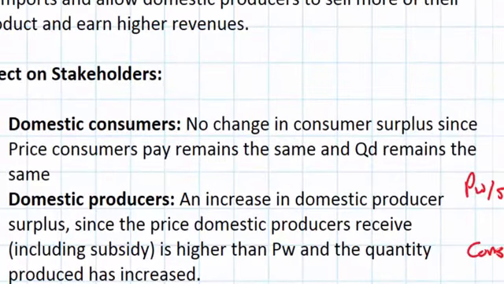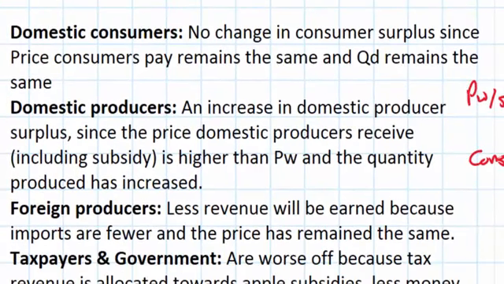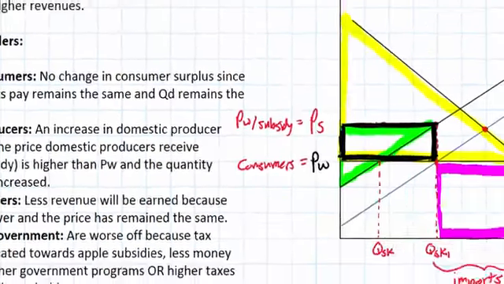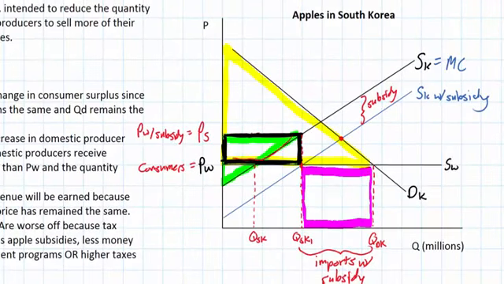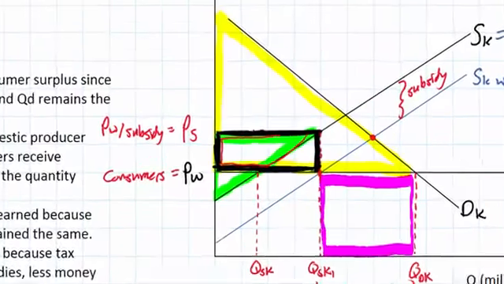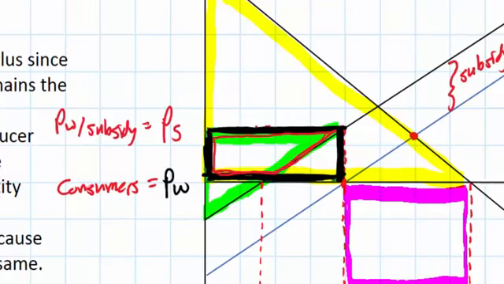Consumers were no better off following the subsidy, so there's no actual benefit to apple consumers in South Korea. Producers were made better off, so there was an increase in producer surplus represented by the increase in the size of the green triangle representing producer surplus. The red outlined area on my graph represents the increase in producer surplus, or the net benefit of the subsidy. The black outlined rectangle represents the net cost of the subsidy.